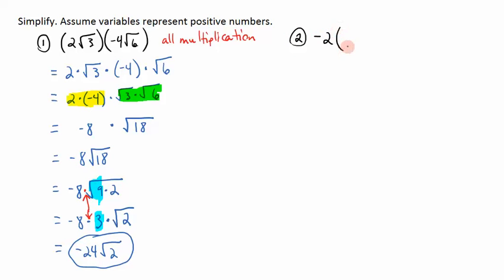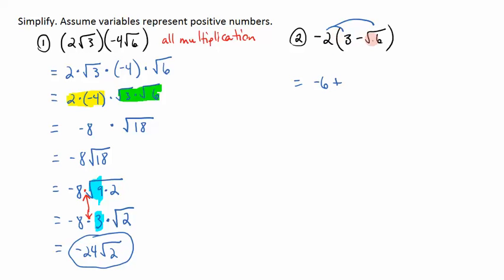Negative 2 times the quantity 3 minus the square root of 6. Now I have a minus in here. That means I have to distribute my negative 2. So I get negative 2 times 3 is negative 6. Negative 2 times the negative square root of 6 is positive, because a negative times a negative is positive.